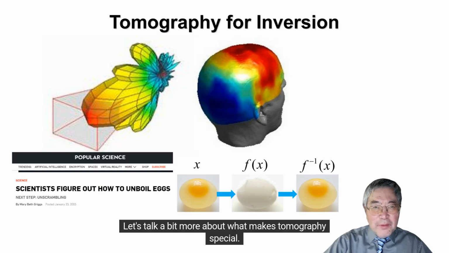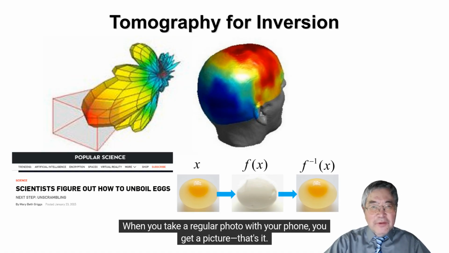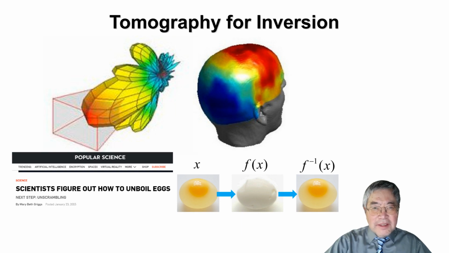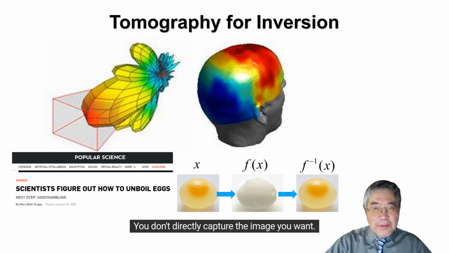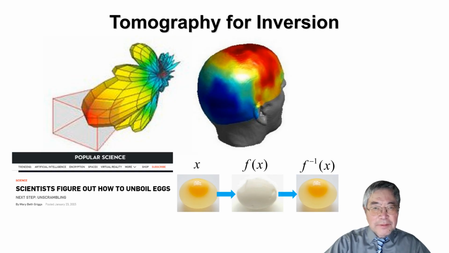Let's talk a bit more about what makes tomography special. When you take a regular photo with your phone, you get a picture, that's it. It's a direct result of what the camera sees. But tomographic imaging is different. You don't directly capture the image you want. Instead, you collect data from many different angles, and that data is a kind of indirect measurement, a projection of what's inside.